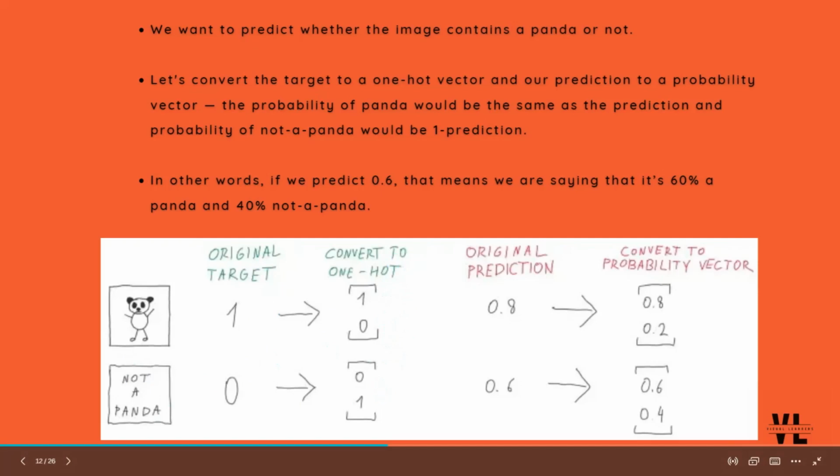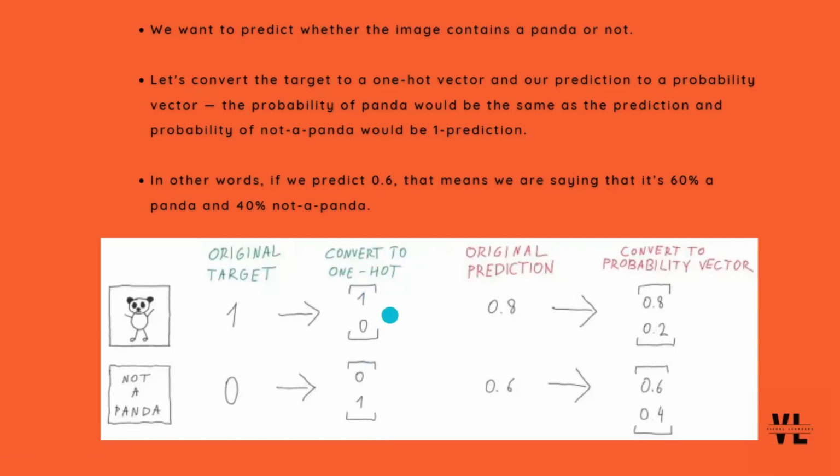But mostly a one-hot encoded vector is used for NumPy, scikit-learn, and also Keras packages. But when dealing with PyTorch, it mostly uses the original target. And we will see why that's the case when we go to the next slide.